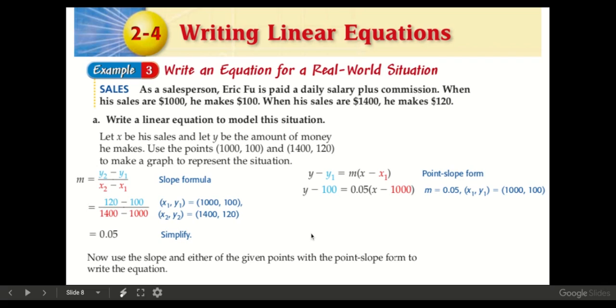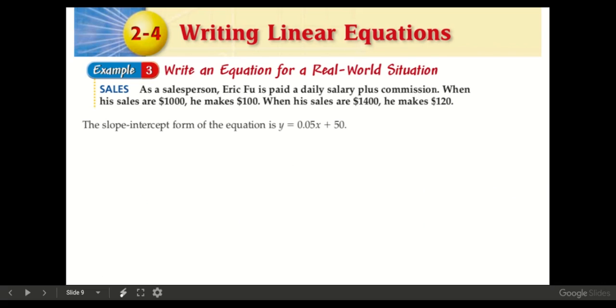It'll still get you to the same final answer. So here, I'm going to go ahead and start simplifying, right? Use the distributive property, and then go ahead and add 100 to each side, and you get the equation y equals 0.05x plus 50. So now you can see that we've simplified it down into slope-intercept form. So we're going to go ahead and utilize that slope-intercept form of the equation.